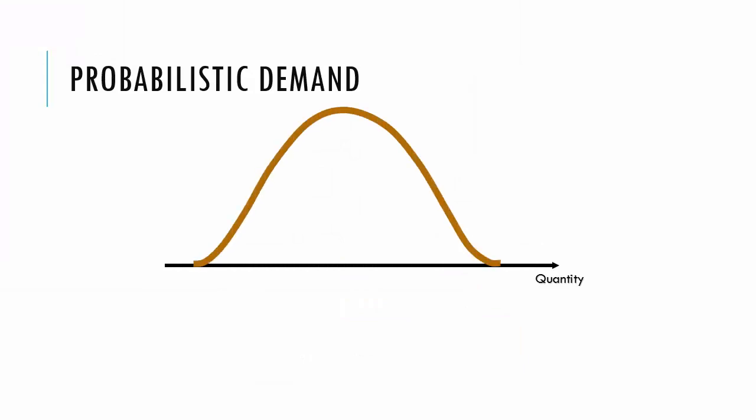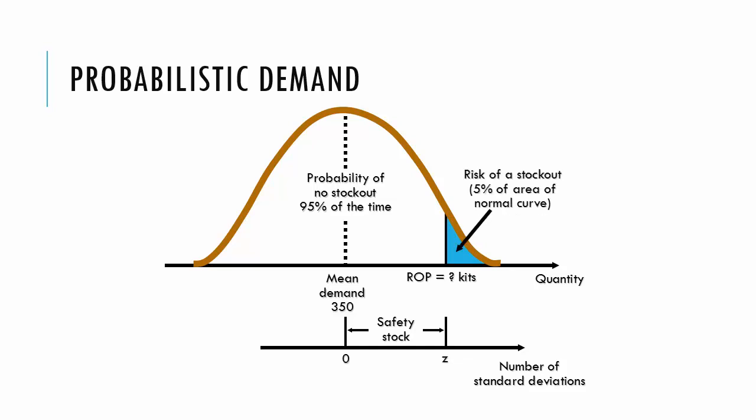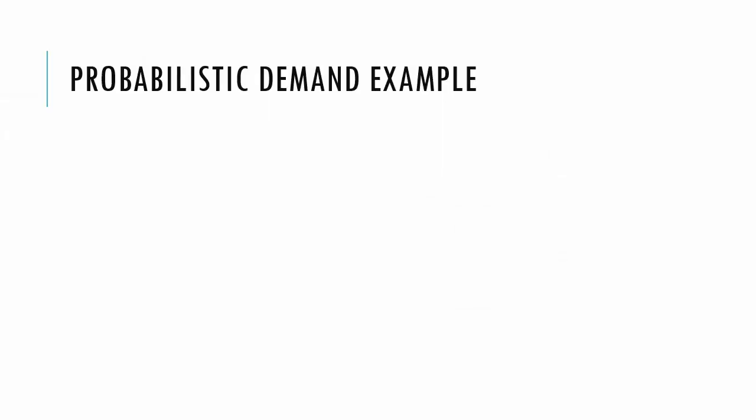And in order to do that, we often set service levels as a percentage usually. So the probability of no stockouts, that's our service level, is 95% of the time. So that means we want to move our safety stock all the way up to some point so that there's only 5% of the time that we stock out of this particular item. So let's look at this example.